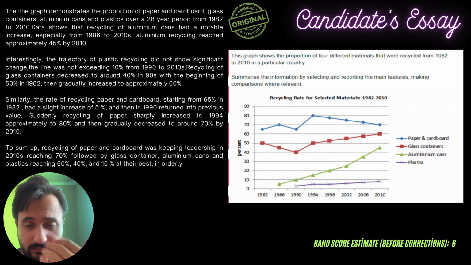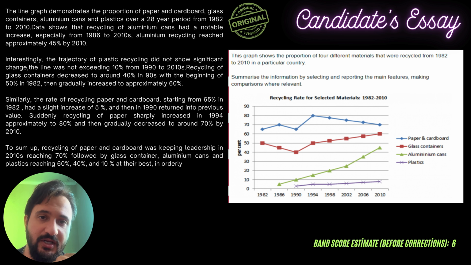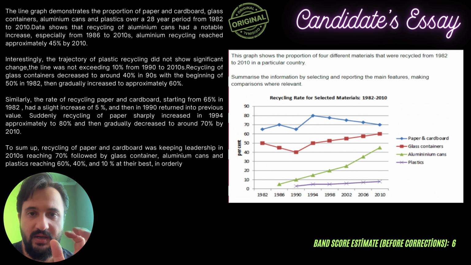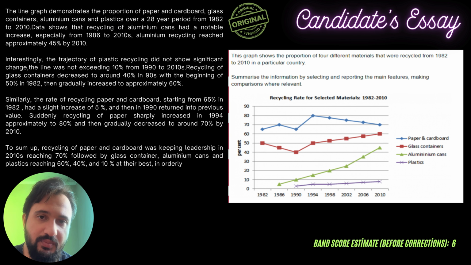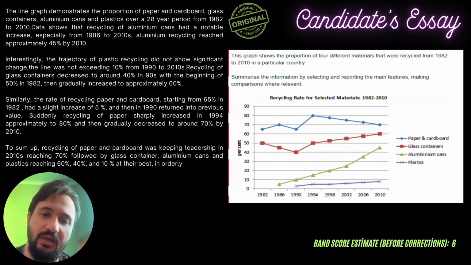So slight increase of 5% together, and then in 1990 return to its previous value, I can say. Similarly, the rate of recycling paper and cardboard starting from 65% in 1982 had a slight increase of 5%, blah blah blah. So there is an extra space before the comma and percentage sign, which is incorrect. The corrected version would be: similarly, the rate of recycling paper and cardboard starting from 65% together in 1982, comma, had a slight increase of 5%, blah blah blah.